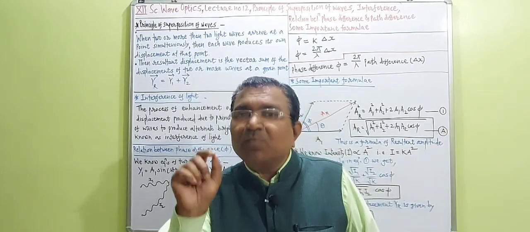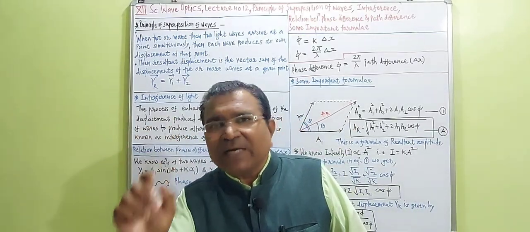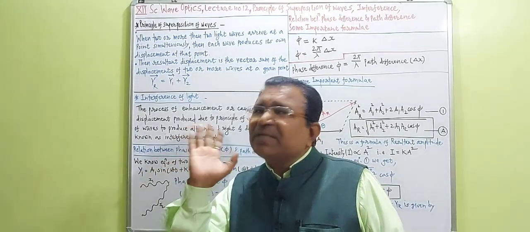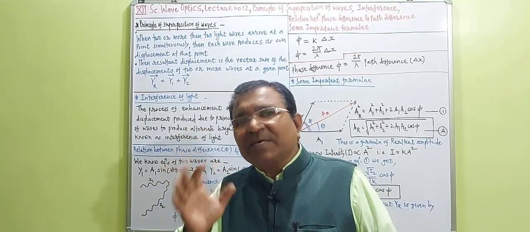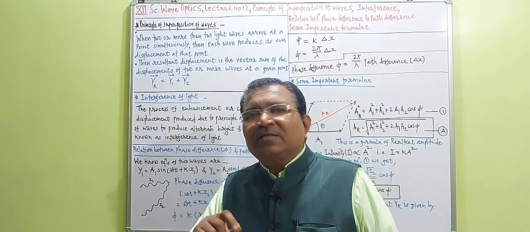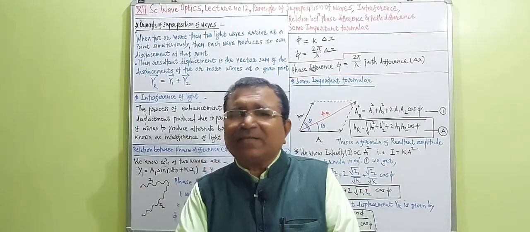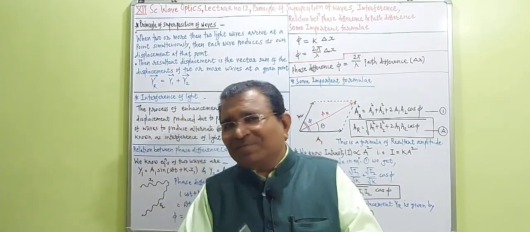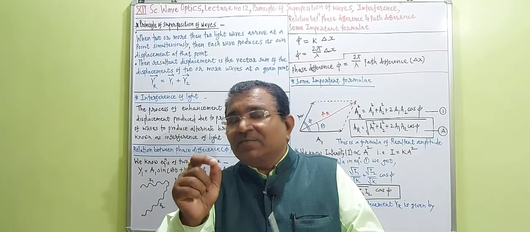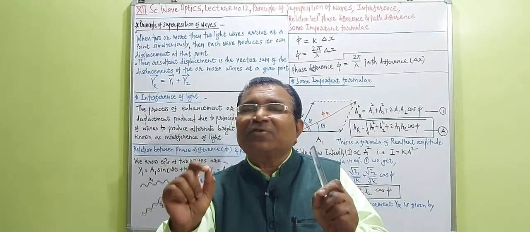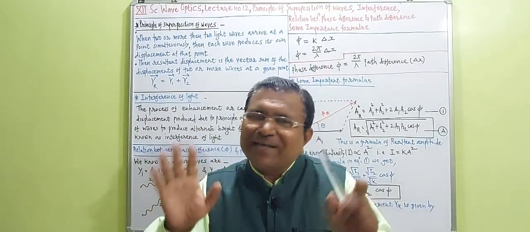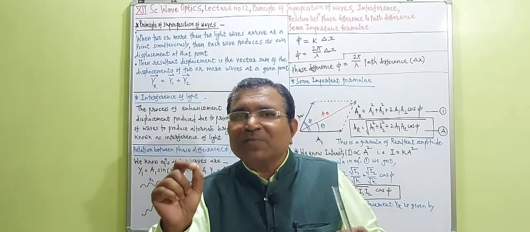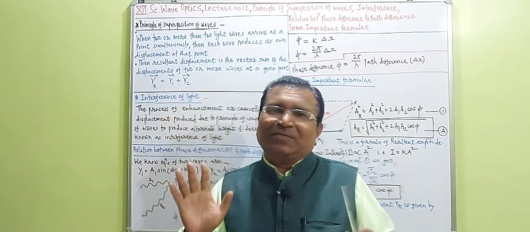When two or more than two light waves arrive at a point simultaneously, at the same time, then each wave produces its own displacement at that point. Then the resultant displacement is the vector sum of the displacements of the two waves at that point. Is it clear? That is nothing but the principle of superposition of light waves, dear students.